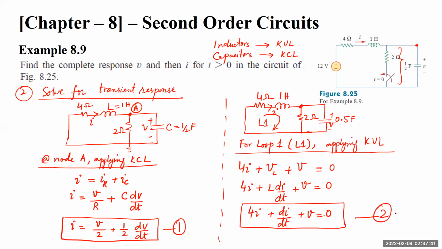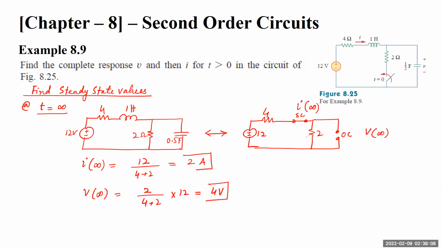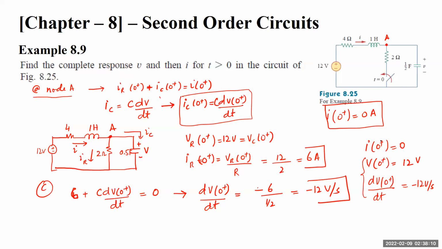So now we have two differential equations, both having current and voltage as undefined variables. So the question lies in which form we have to convert it. Either we convert it into a voltage-only differential equation, or into a current-only differential equation. This decision is made based on which initial conditions you are easily able to find.